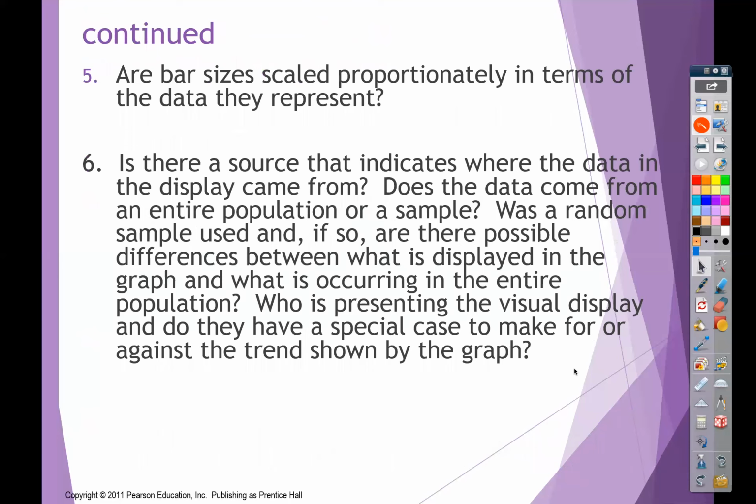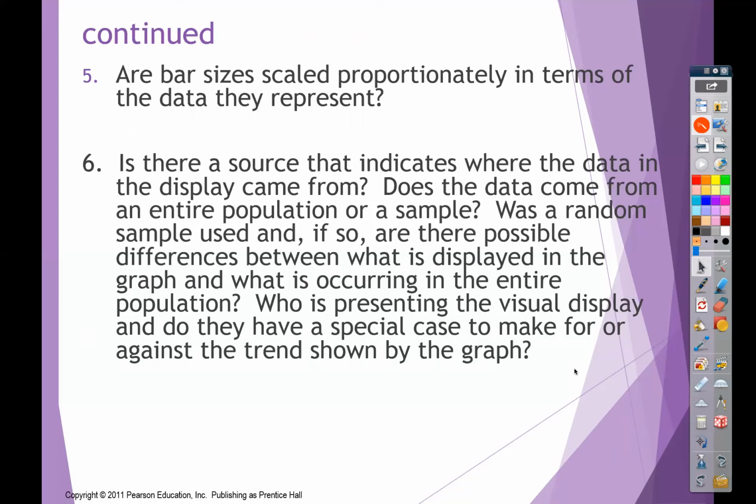Are bar sizes scaled proportionately in terms of the data they represent? So sometimes they'll have a really small bar next to a really big bar, and the actual data is not that different if you look at the vertical labels. Is there a source that indicates where the data in the display comes from? Is it credible? Does the data come from an entire population or a small sample? Was a random sample used? And if so, are there possible differences between what is displayed in the graph and what is occurring in the entire population? Who is presenting the visual display, and do they have a special case to make for or against the trend shown by the graph?